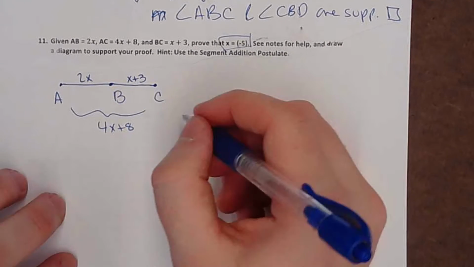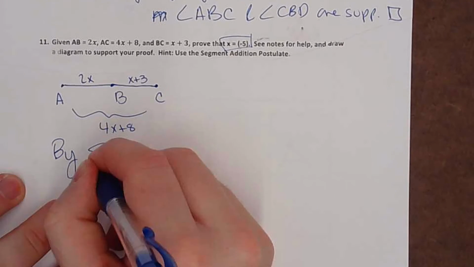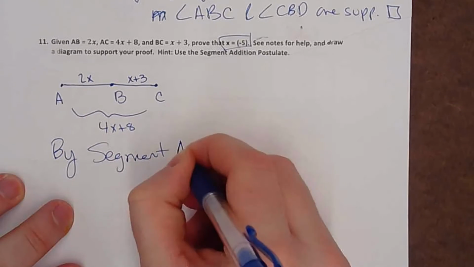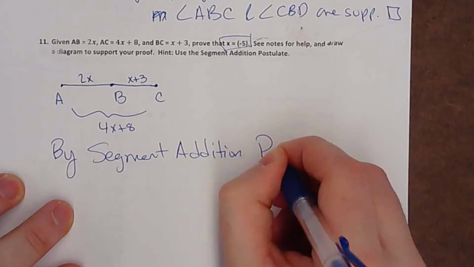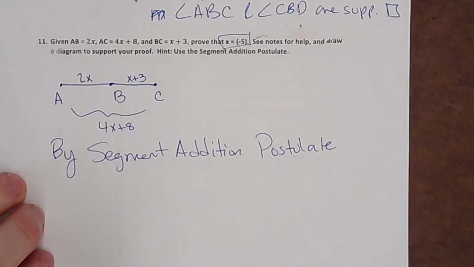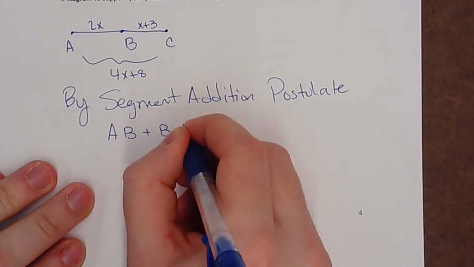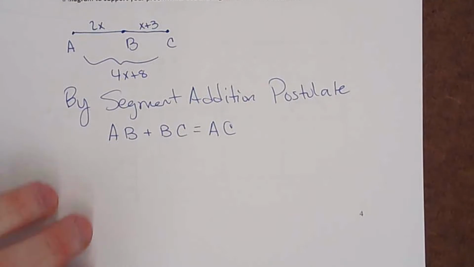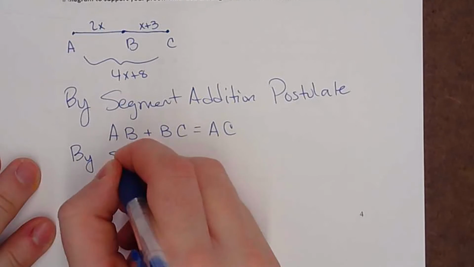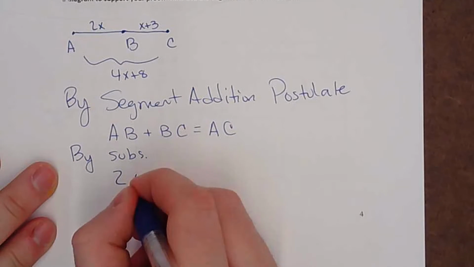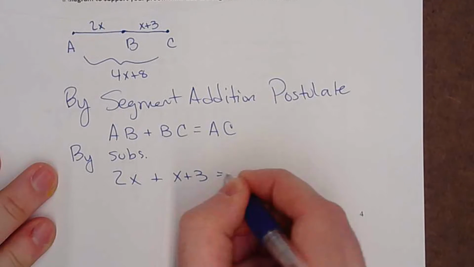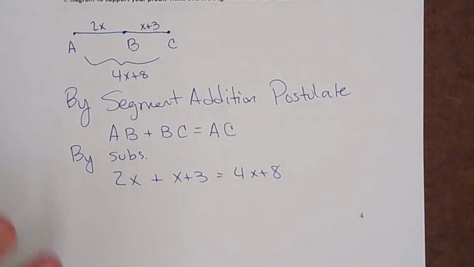We use the segment addition postulate. AB plus BC equals AC. The two little segments add up to the big one. That's the segment addition postulate. By substitution, we know that AB is 2x, BC is x plus 3, and AC is 4x plus 8. So I substitute their values. And then we just do math.